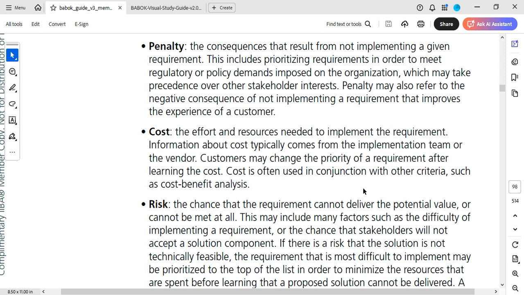Penalty. The consequences that result from not implementing a given requirement. So remember, you're prioritizing some requirements over others. So what could be the consequences? This includes prioritizing requirements in order to meet regulatory or policy demands imposed on the organization. So at times, yes, this happens in highly regulated organizations, let's say telecom, pharmaceuticals, and all whatnot, which may take precedence over other stakeholders' interests.